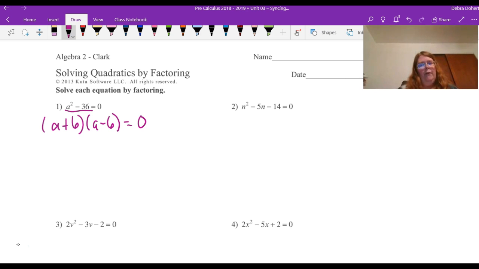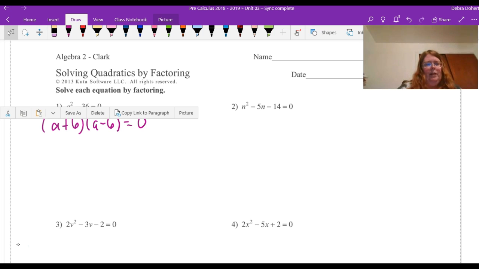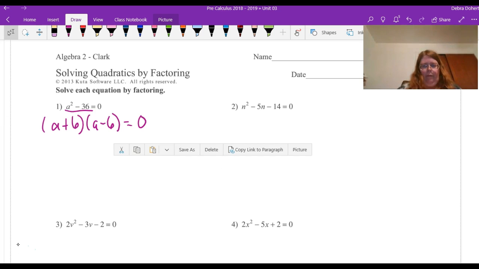Well, this becomes true if our first factor, a plus 6, is equal to 0, or if the other one, a minus 6, is equal to 0.